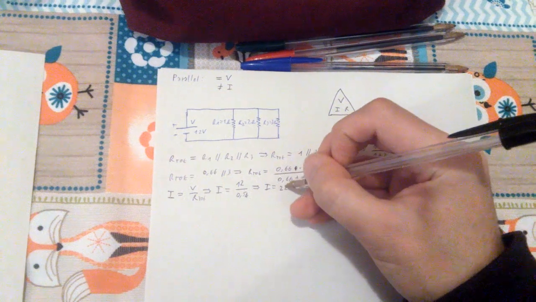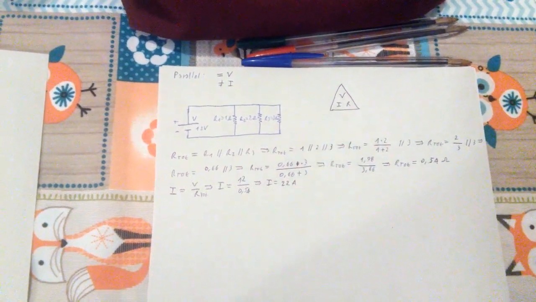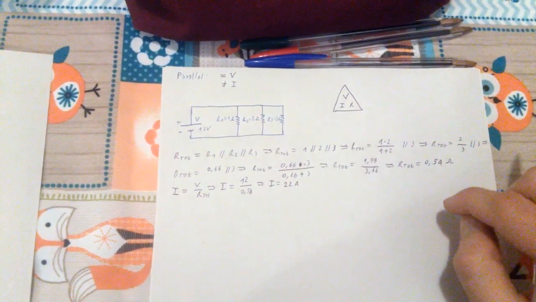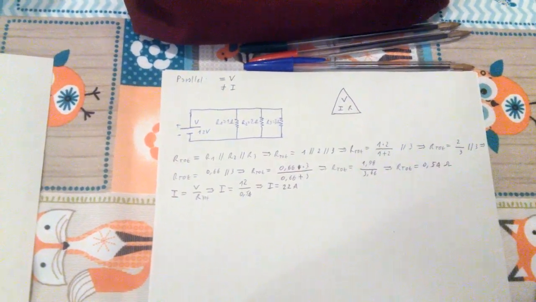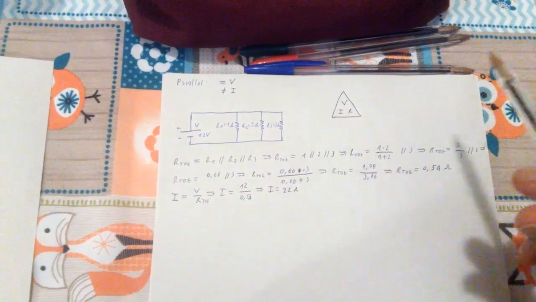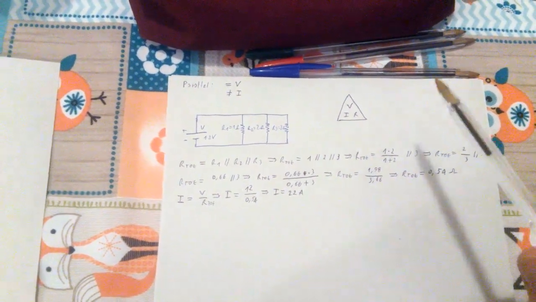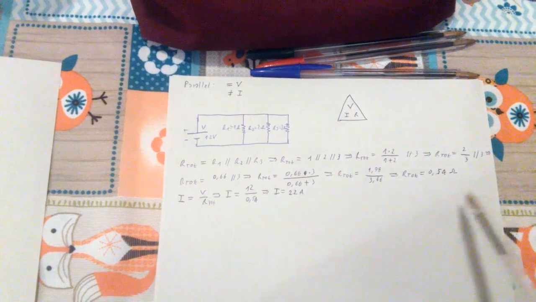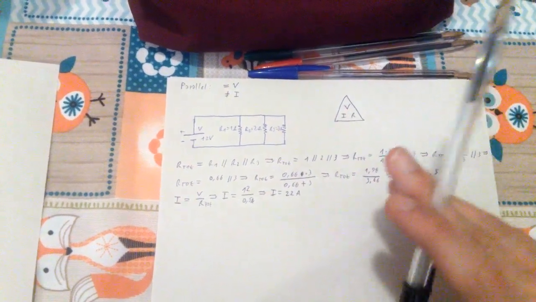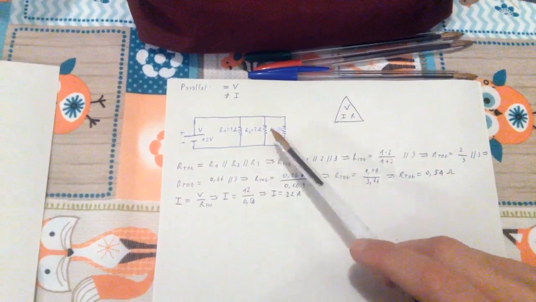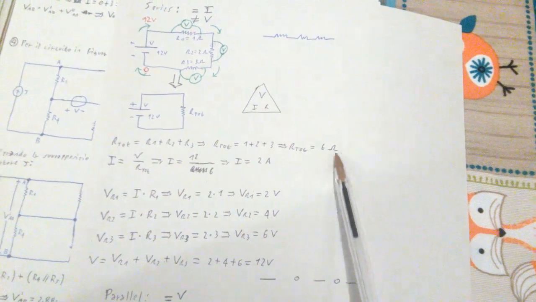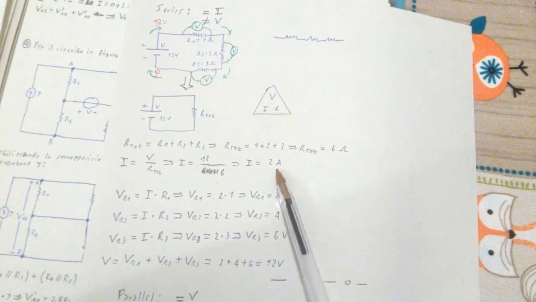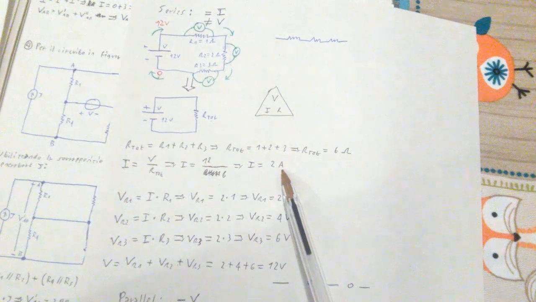Just gonna write 22 amps. Now, this is something that should pop up in your head, because while we were doing this, I was intentionally comparing this same circuit with the one in series. And if you remember, for the one in series, we found out that the total resistance was 6 ohm and the flow of current was 2 amps.